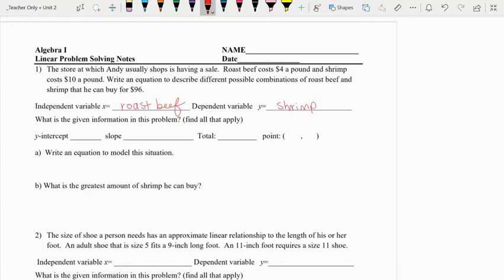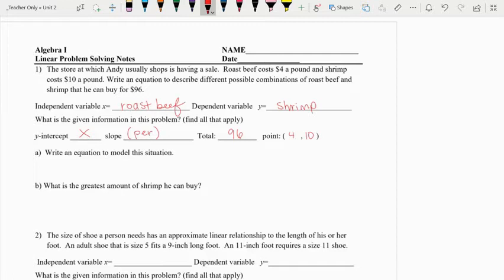Okay, what is the given information in this problem? You can always think about, am I given the slope? Am I given a point? Am I given the total amount, the y-intercept, anything? So we don't have a y-intercept. We don't really have slope. Remember, that would say something like the word rate or something like that, right? We do have a total of $96, and we do have a point technically of 4 pounds of roast beef, and then $4 a pound of roast beef, and the shrimp is 10.